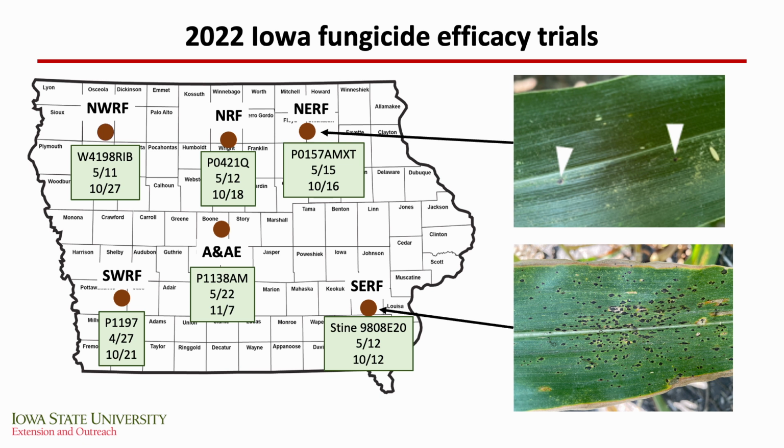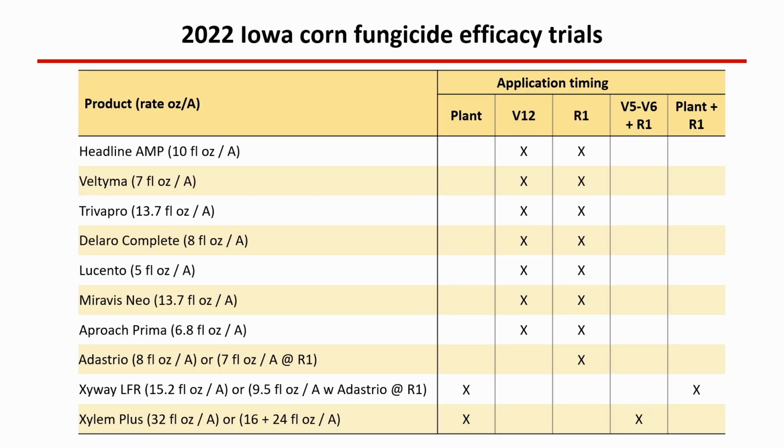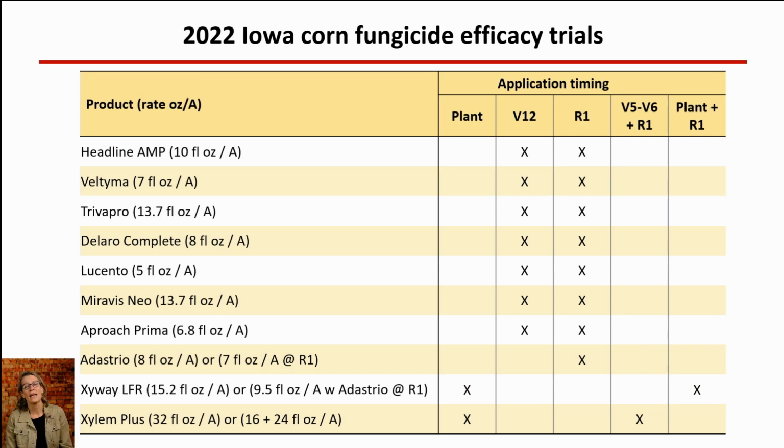So you can see they're all pretty much planted around about the same time and harvested at the same time. In 2022, we only got disease at 2 locations. That would be the Northeast Research Farm, where we had a little bit of tar spot and gray leaf spot, but very low disease severity. And then down at Crawfordsville at the Southeast Research Farm, we had pretty good development of tar spot and gray leaf spot there.